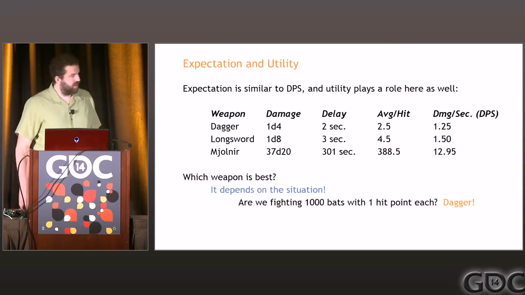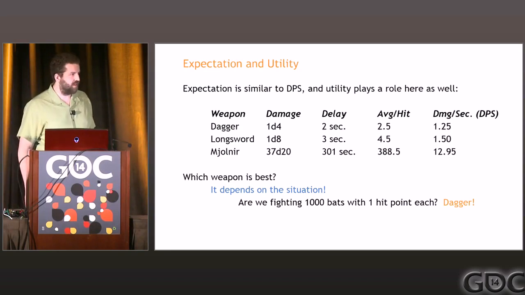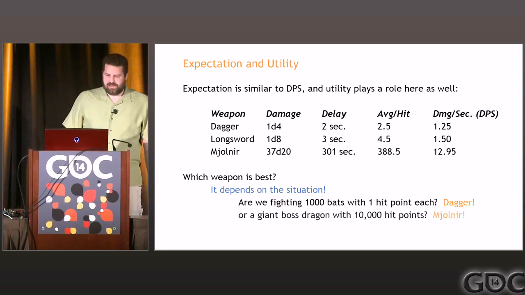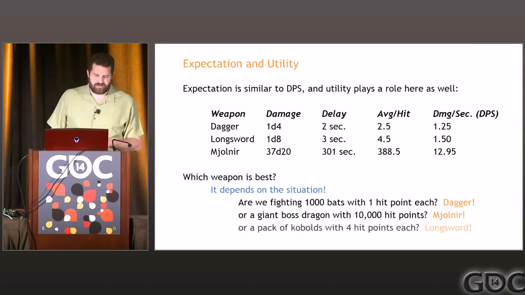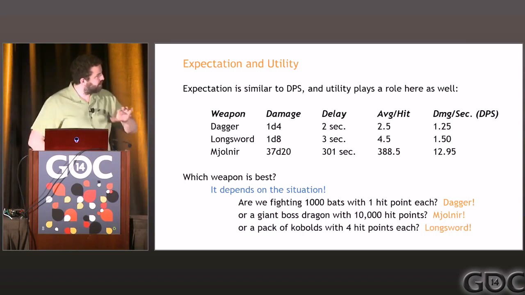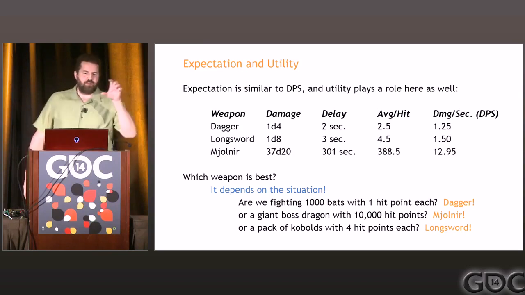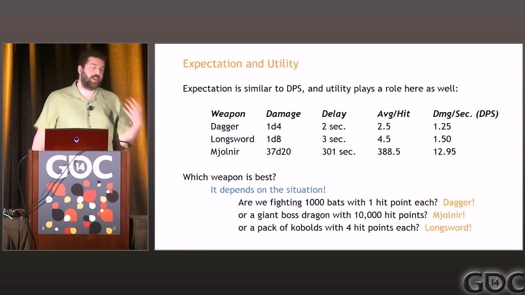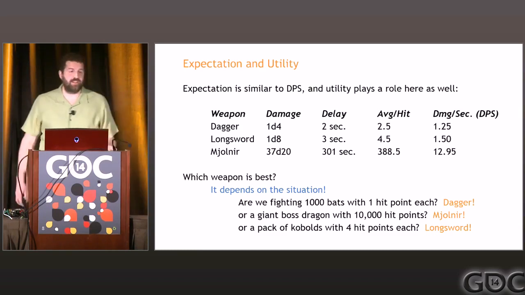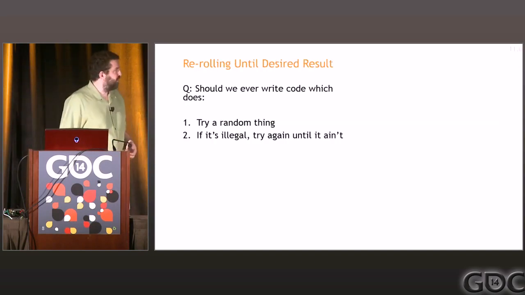Well, it depends, right? If we're fighting 1,000 bats with 1 hit point each, then a dagger is better. If we're fighting a boss dragon with 10,000 hit points, then the hammer's better. For fighting a pack of kobolds with 4 hit points, well, then maybe that's where the longsword shines. So utility and expectation are interesting to think about. And when you're constructing how your randomness works in your game, and oftentimes your designers are going to lean on you to help them with the math of this stuff, these things really matter and the subtleties come out.